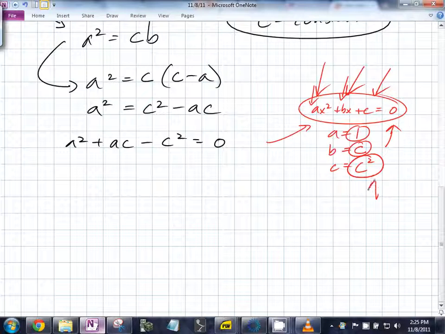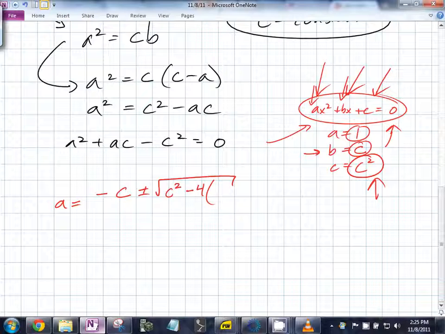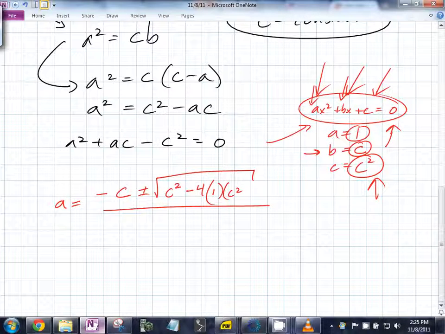Does everybody understand that? So in this case, A is going to be equal to negative C, right here, plus or minus the square root of C squared minus 4A C squared, all over what? 2 times 1.